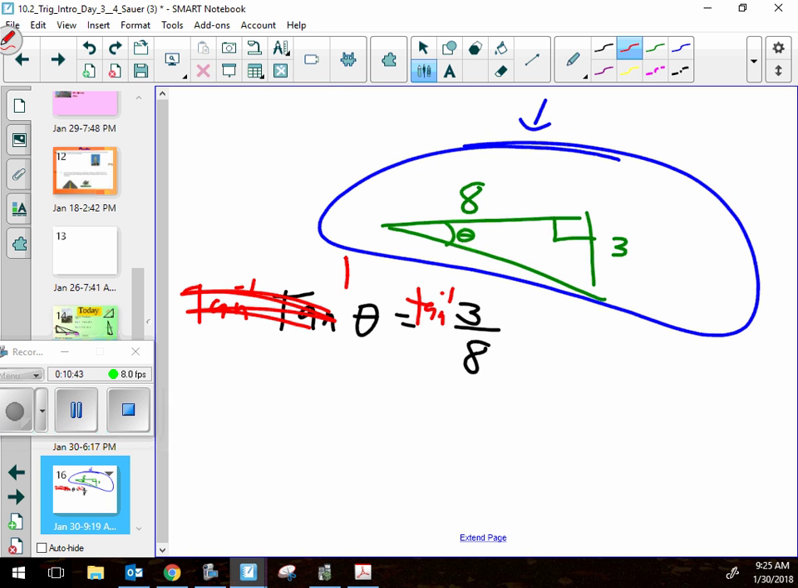Inverse tangent of 3/8 is how you find that angle, and you should have had 20.55 degrees for that one. If not, then you don't know how to use inverse, and you should come up and get a lesson. 20.55 degrees. If you got 0.35, you're in radians. You've got to get into degrees. All right, so that's just a quick reminder of how I do inverse trig to be able to find an angle.